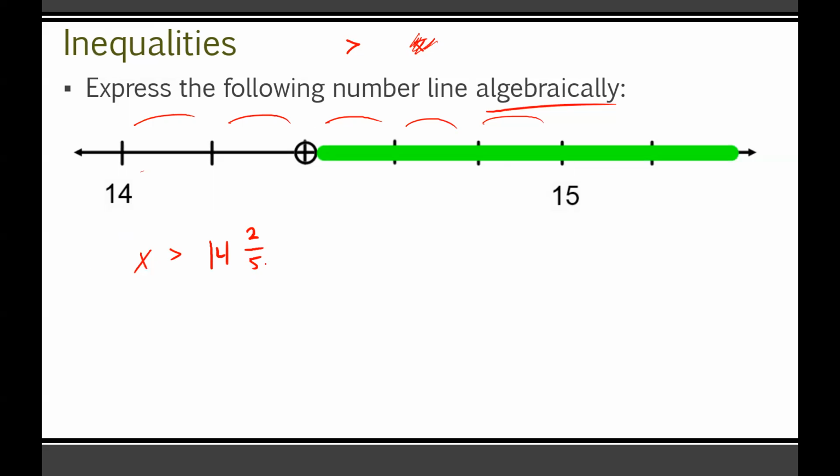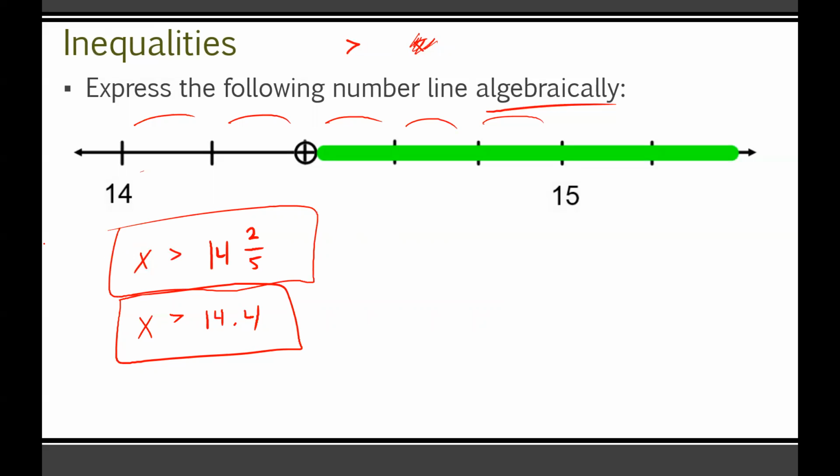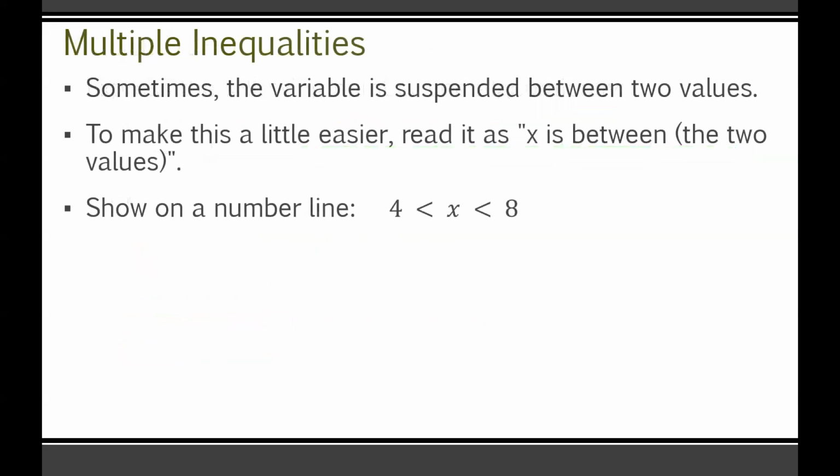Now, I've been kind of preaching this entire year. We really don't like having mixed numbers in Math 9. So if I were you, I would change this into a decimal. And to do that, 2 over 5 is just 0.4. So 14 and 0.4 is x must be greater than 14.4. And that right there is a really good algebraic expression representing this. If you did put the mixed number, though, I would still give you full marks. That is totally okay. Okay, anyway, moving on.